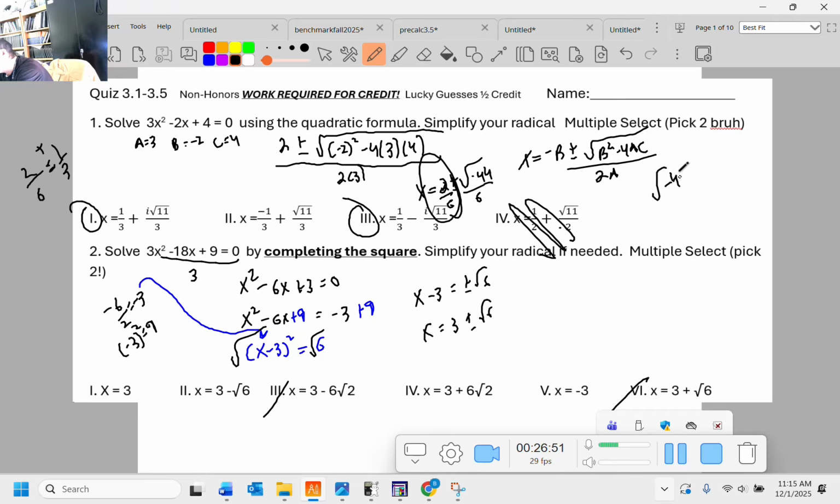The root of negative 44 is definitely imaginary. See the i? See the i? And by the way, the root of that simplifies. That's going to be the imaginary root of 4 times 11, which is 2i root 11. So I've got 2 over 6, which is 1/3, plus or minus 2i root of 11, also over 6. And you'll see 2 over 6 is going to be reduced to 1 over 3.